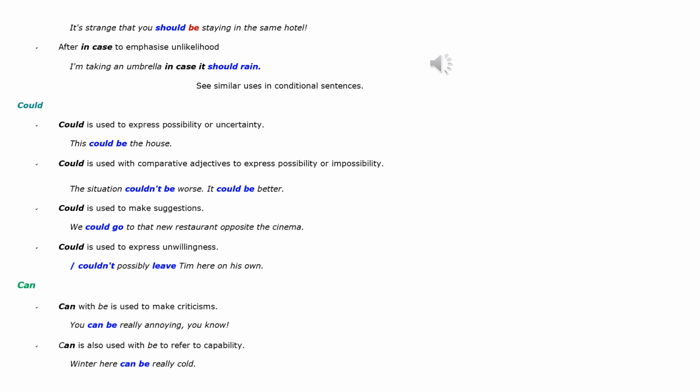Can. Can with be is used to make criticisms. You can be really annoying, you know. Can is also used with be to refer to capability. Winter here can be really cold.